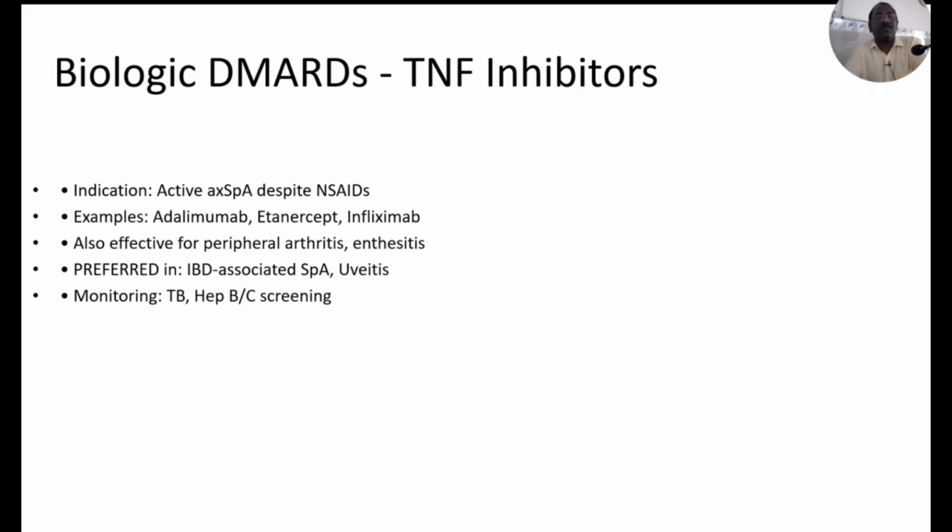Also effective with peripheral arthritis and enthesitis, preferred in inflammatory bowel disease associated spondyloarthritis and uveitis, mostly these things. Monitoring is very important because we have to rule out tuberculosis. Some people may be having reactive or latent tuberculosis. That is the reason before you start the biological DMARDs, before you start these drugs, 3 investigations are a must. One is the Mantoux, the second one is the CT chest, and the third one is QuantiFERON Gold. So if the Mantoux is positive, if the QuantiFERON Gold is positive, that means the patient is having latent tuberculosis. If you start using these drugs, that tuberculosis will aggravate.